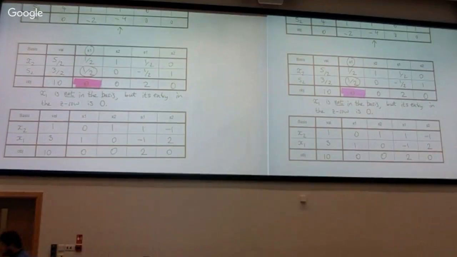Is this an optimal solution? So we can see there are at least 2 optimal solutions.